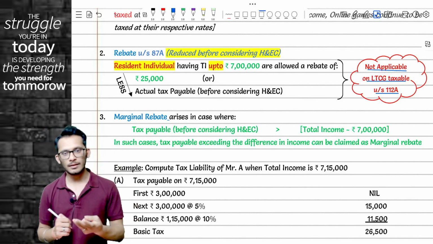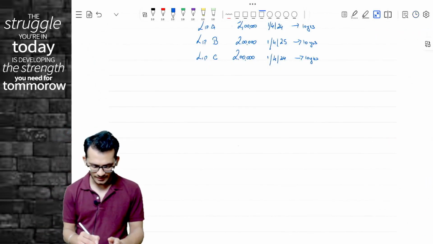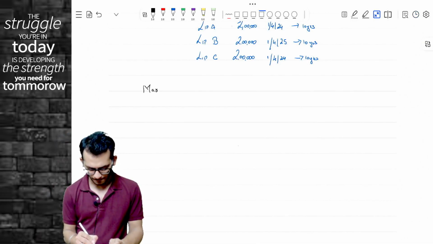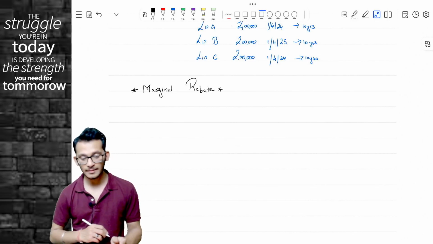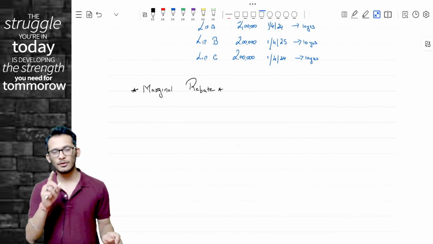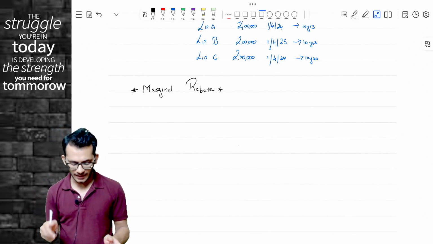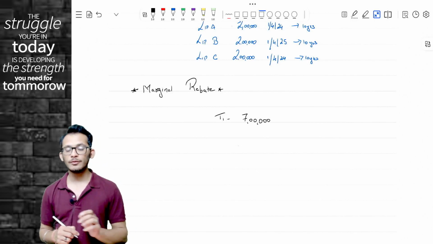Yes. Third, we are now introducing a very fancy thing called marginal rebate. Rahul, what is marginal rebate? For those of my students who have learned from me in the past, I always used to ask you one simple question. Imagine a scenario where your total income is 7 lakh rupees. Would you pay tax on this?